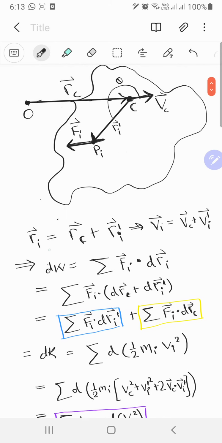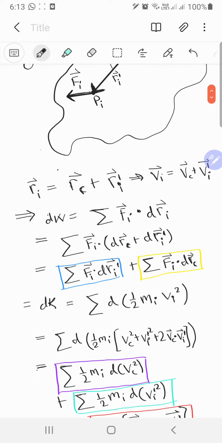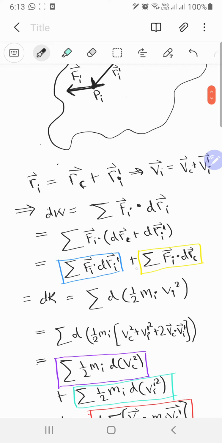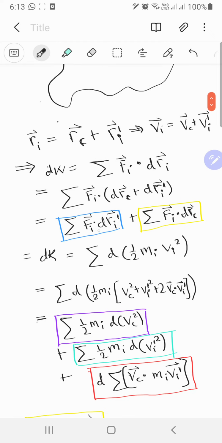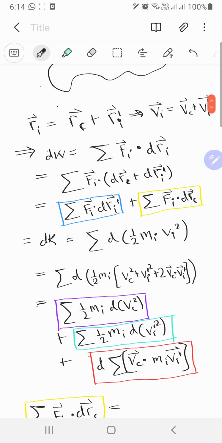Then using this equation, we can write it as this blue part plus this yellow part. So this blue part is basically the rotational kinetic energy, and this yellow part is the translational kinetic energy, and we will just prove how that is actually correct.